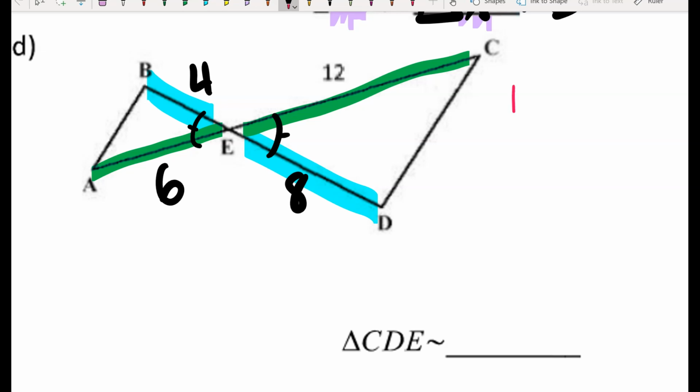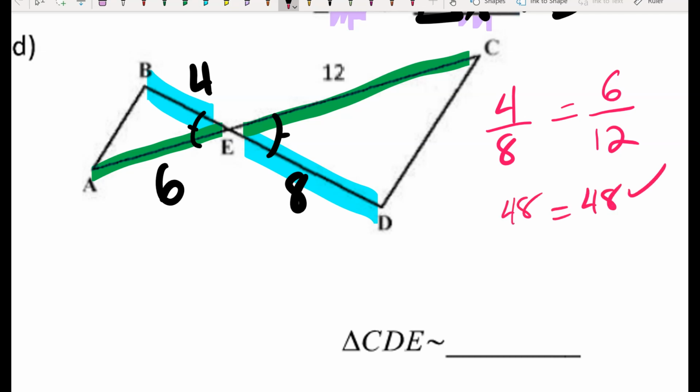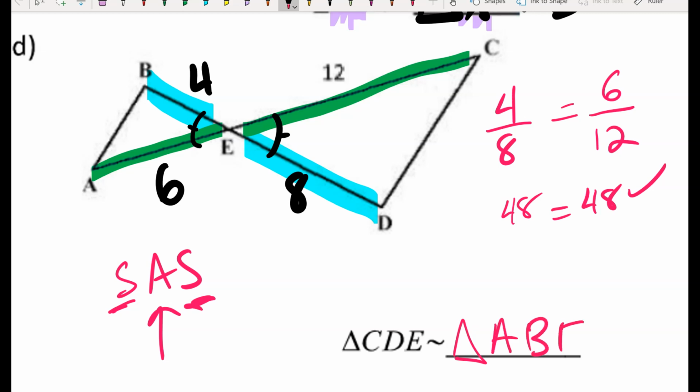And again, I'm going to do small over big equals small over big. I could already see in my head that both of those reduce to 1/2, so this is looking pretty good. And when I cross multiply, 4 times 12 is 48, and 6 times 8 is 48. So this is another side angle side proof, where two pairs of sides are proportional, and the angle included between them is congruent, making triangle CDE similar to triangle ABE.